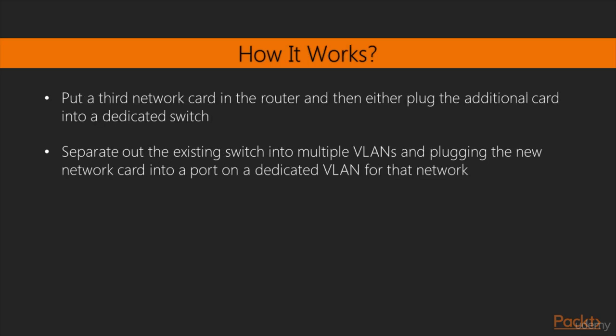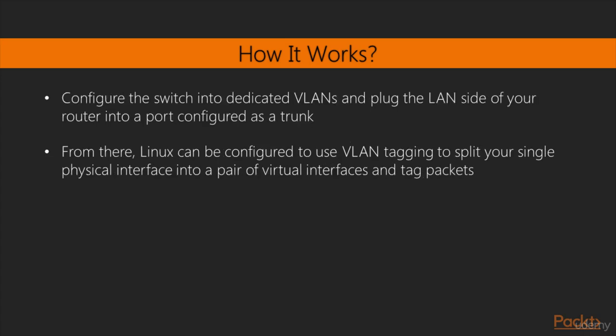The second option would be to put a third network card in the router and then either plug the additional card into a dedicated switch or separate out the existing switch into multiple VLANs and plug the new network card into a port on a dedicated VLAN for that network. The downside here is the additional cost of the NIC and then either the usage of an extra switch port or an extra switch.